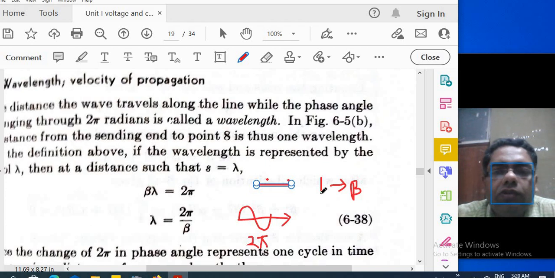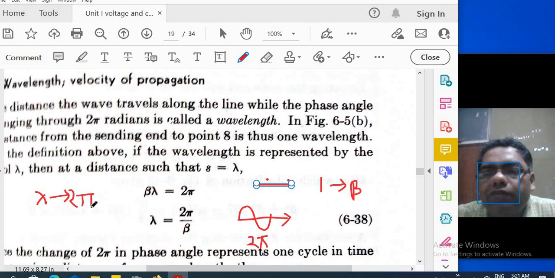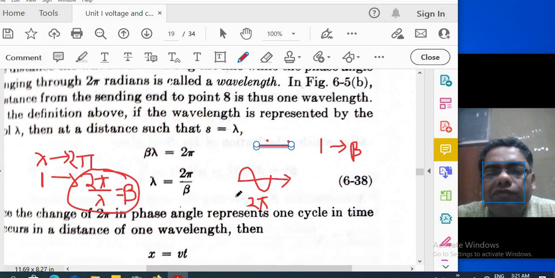Or we can say like this: when the wave travels lambda distance, the phase change is 2 pi. And when the wave travels unit distance, the phase change is 2 pi by lambda. This is only beta, because beta means phase change for unit length. So beta is 2 pi by lambda. This you have to keep in mind.